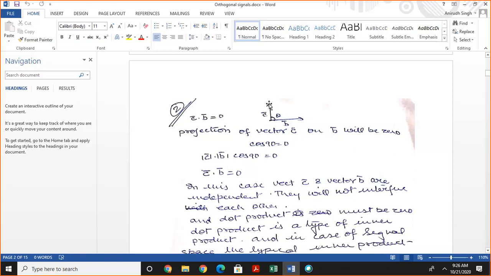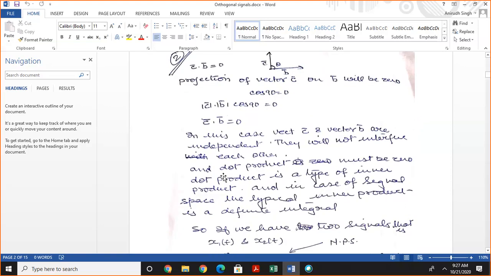But if we take vectors C and B, and we want to see the projection of vector C on B, then the projection of C on B is 0. If we take the dot product of vector C and vector B, we get 0. Here cos theta, or cos 90, is 0, and the dot product of C and B is 0. In this case, both are independent vectors. They will not interfere with each other.